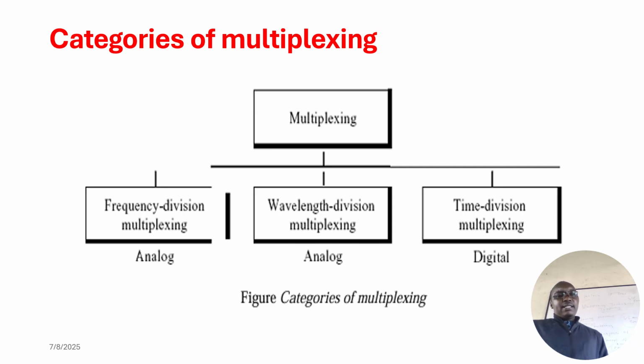Then we have the other one, time division. For wavelength division multiplexing, you can also find some talking of optical, optical wavelength division multiplexing. There they are very specific. If they talk about optical, it means optical light. We have said wavelength applies to electromagnetic waves, and light is part of the electromagnetic waves. Then frequency is in analog, wavelength is in analog, then time division multiplexing is in digital. Are we together?